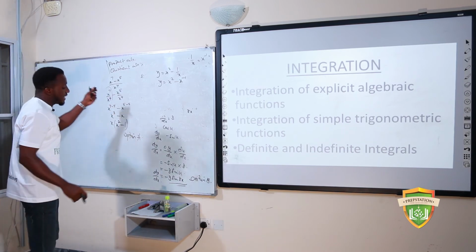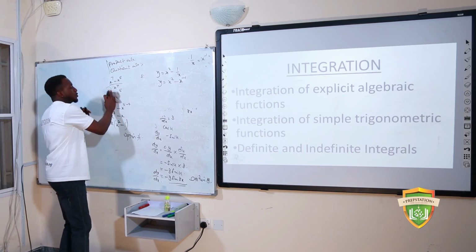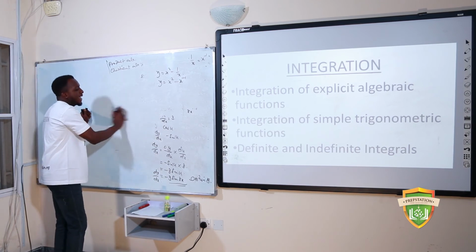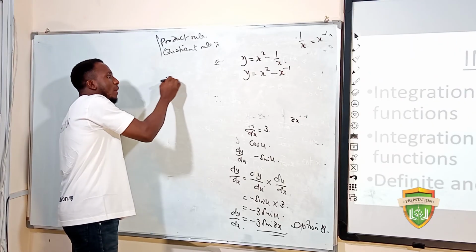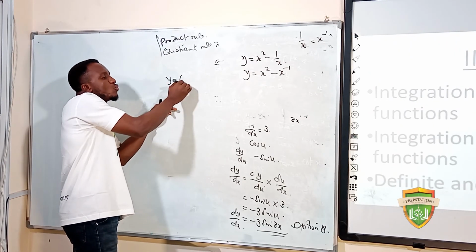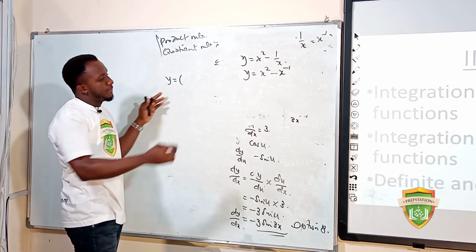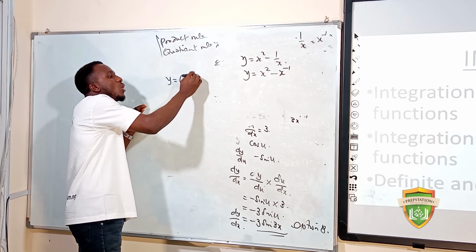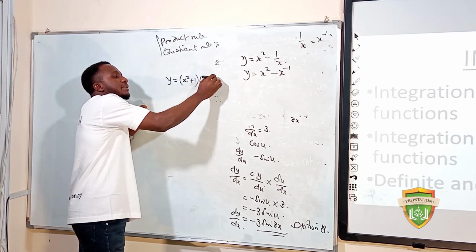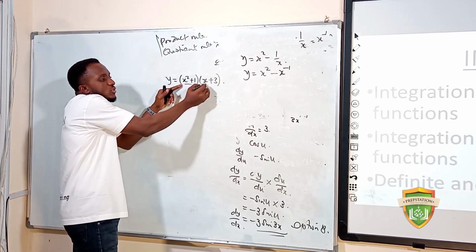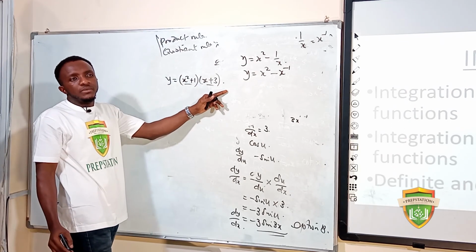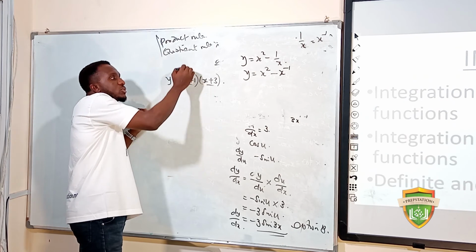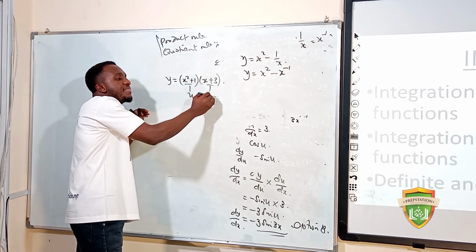Okay, before then, I said I was going to give you product and quotient rules. So it's fine. Let me just give you the rules. Now, if you have y as a function of two functions that are multiplied by each other. Let's say you have a function x squared plus 1 and x plus 3. You see this? Now, these are two functions that multiply each other. So, they are two different functions of x. So, we can say this is u and then this is v.